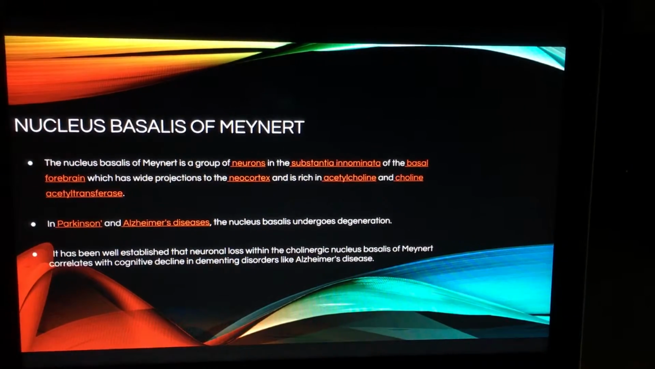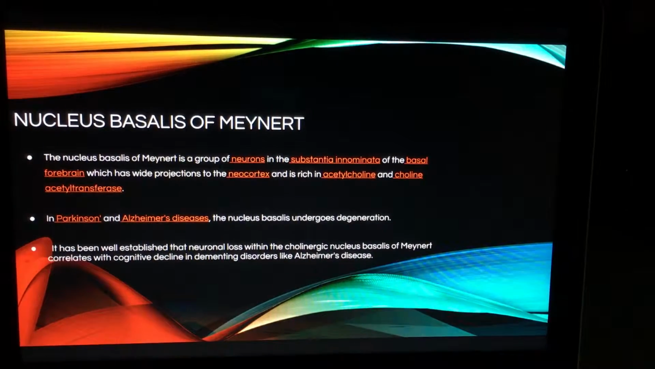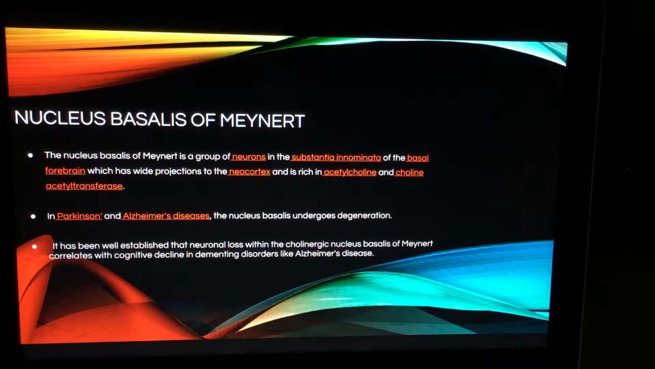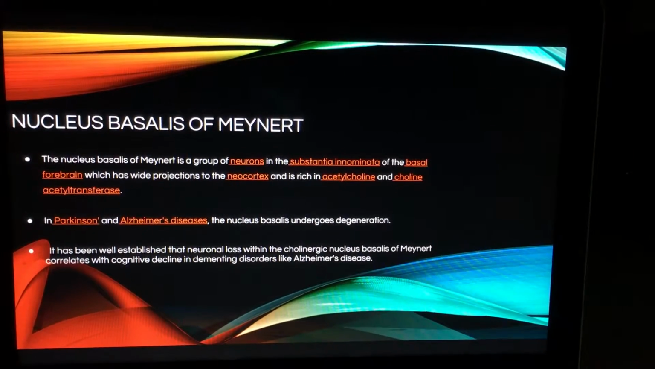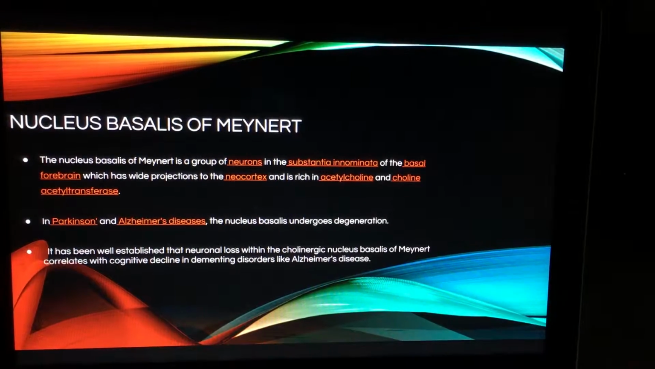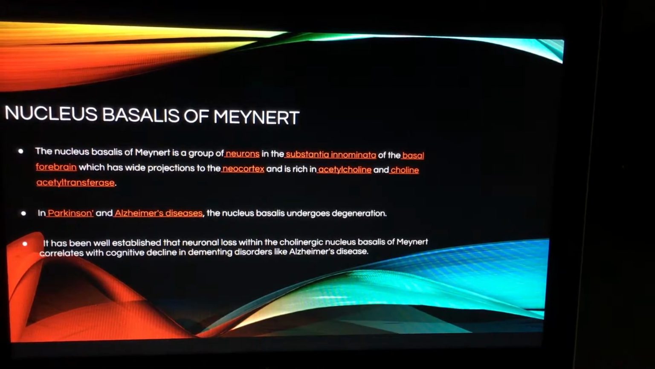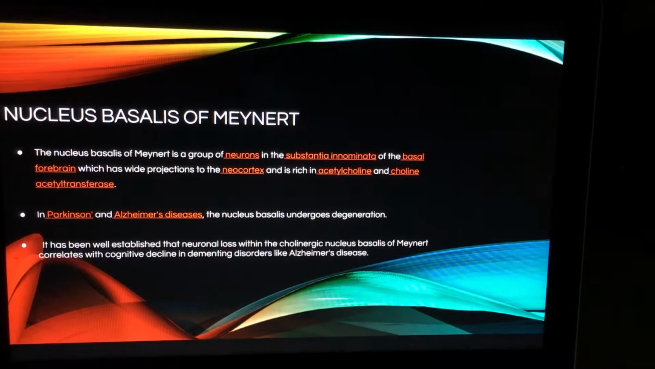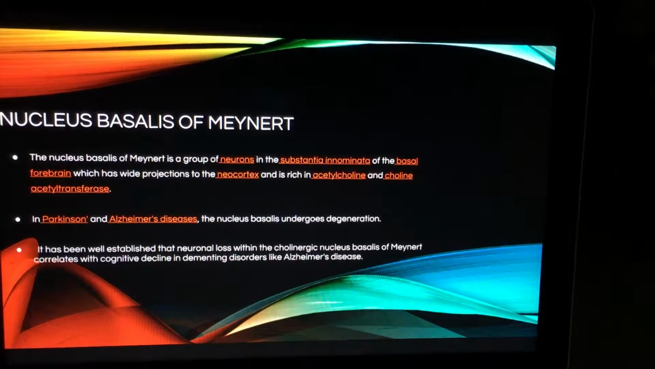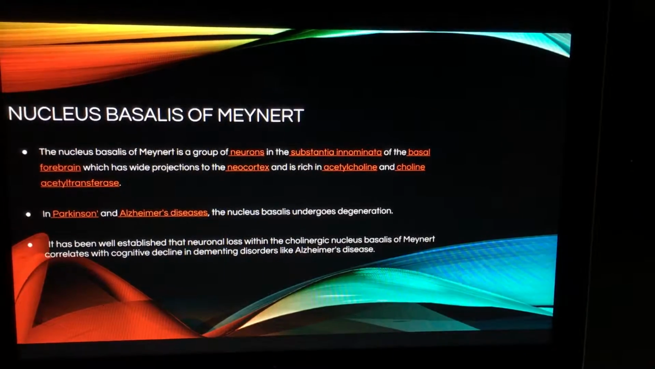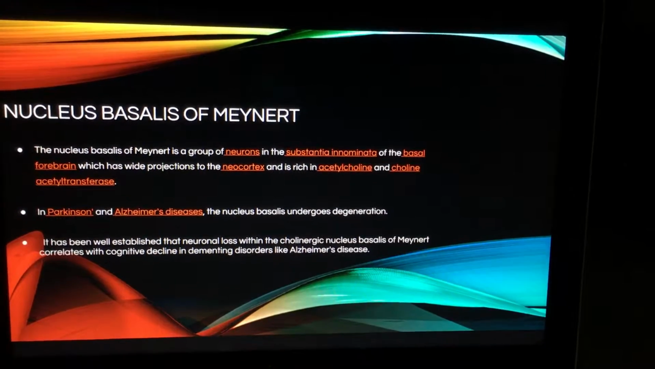The nucleus basalis of Maynard is a group of neurons in the substantia innominata of the basal forebrain, which has wide projections to the neocortex and is rich in acetylcholine and choline acetyltransferase. In Parkinson's and Alzheimer's disease, the nucleus basalis undergoes degeneration.